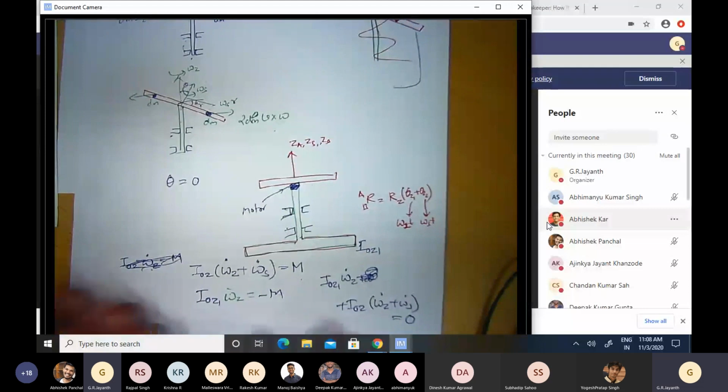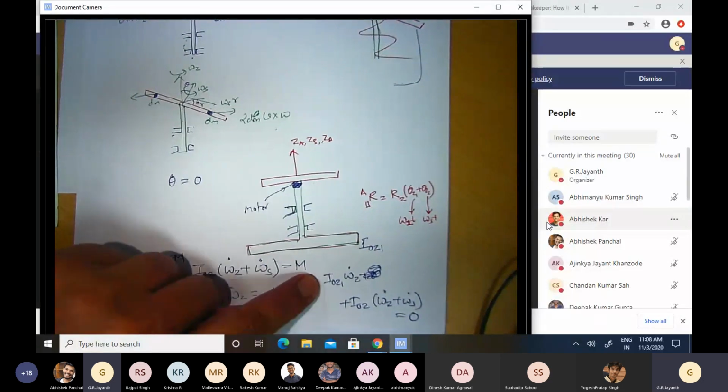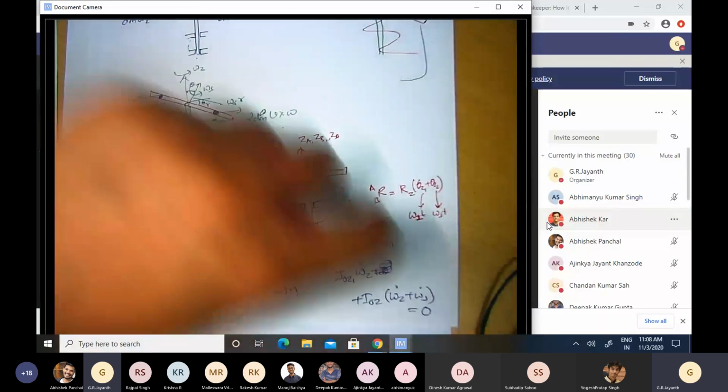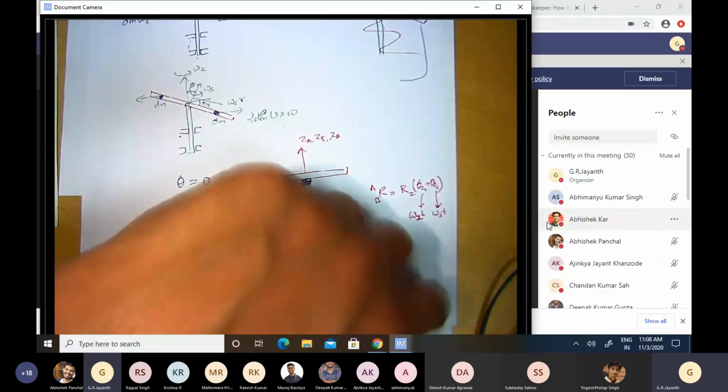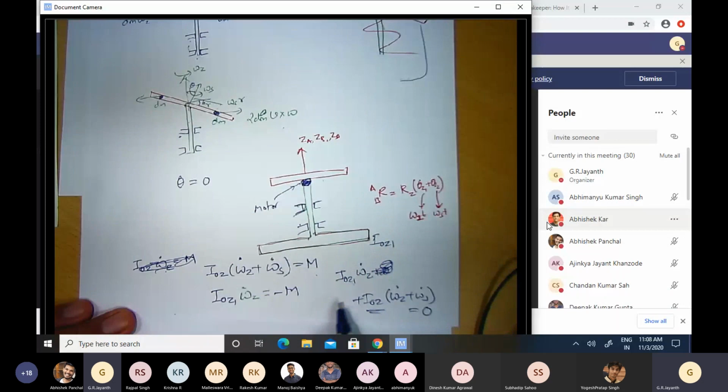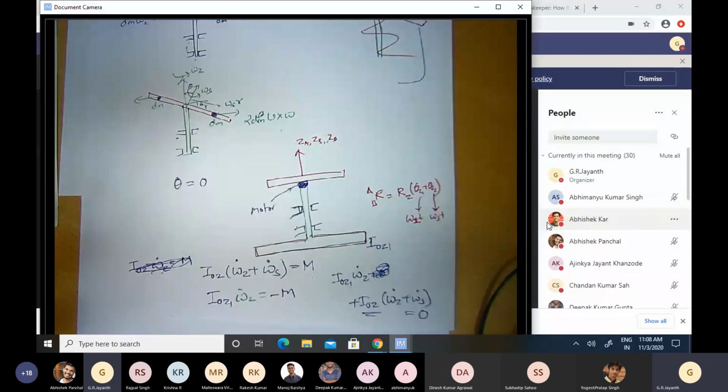This is essentially a statement of conservation of angular momentum. That's it, because the rate of change of angular momentum of this particular solid object and the rate of change of angular momentum of this particular solid object, the sum of them has to be 0 because there are no external torques that you have applied. The motor is internal to the system, so there's no external torque that the motor is applying as far as this system of two circular objects is concerned.